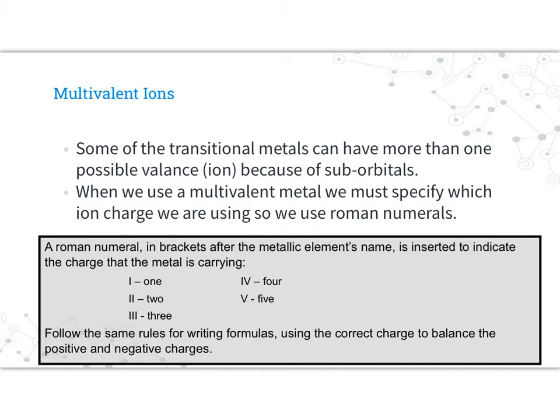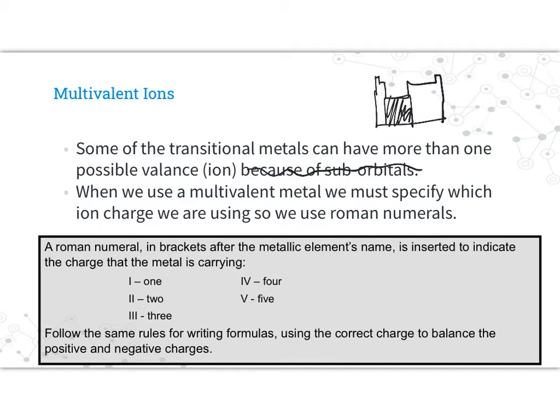Some of the transition metals, which remember in our periodic table, transition metals are this giant chunk in here. So some of the transition metals can have more than one possible ion charge because of suborbitals. You don't need to know that. Doesn't matter. They can have more than one charge. When a multivalent metal is in a compound, we must specify which ion charge we are using. So we use Roman numerals.